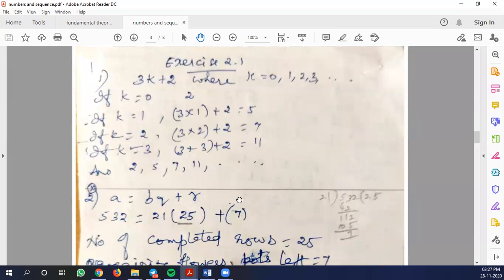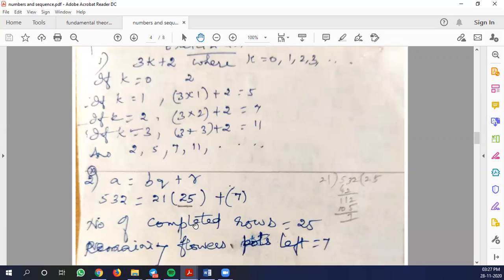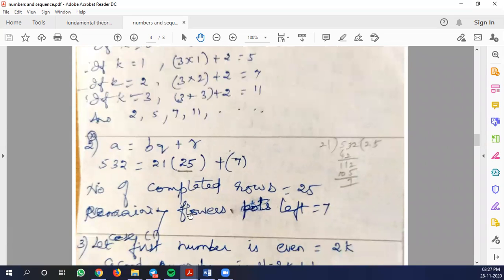Now the second sum. This is a very, very important sum for your public exam. A man has 532 flower pots. He wants to arrange them in rows such that each row contains 21 flower pots. Find the number of completed rows and how many flower pots are left over. According to Euclid's division lemma, a equals bq plus r. Total pots, how many you have? 532. In each row, how many flower pots? 21. Now you have to divide 532 by 21.